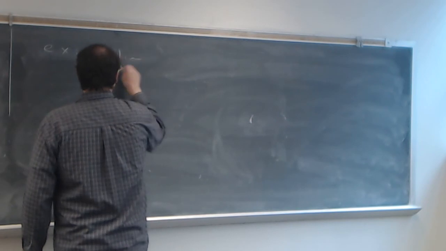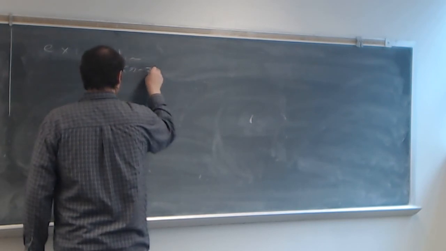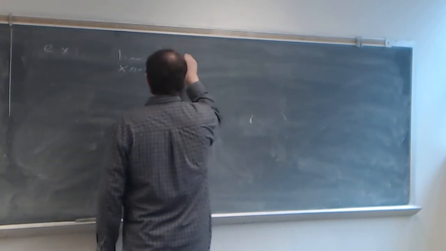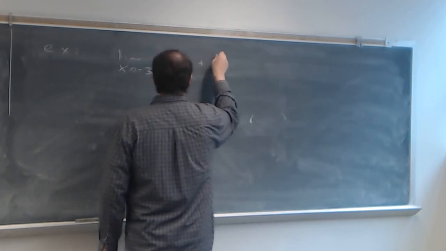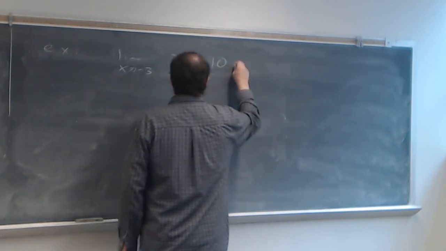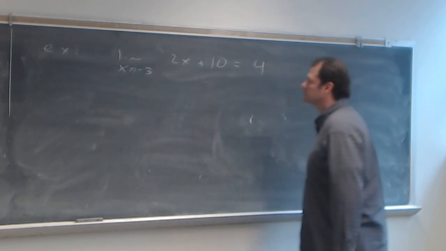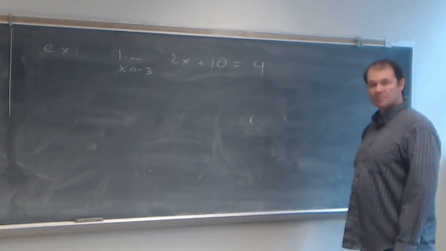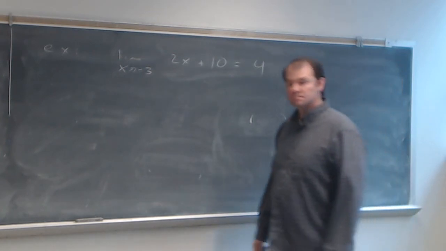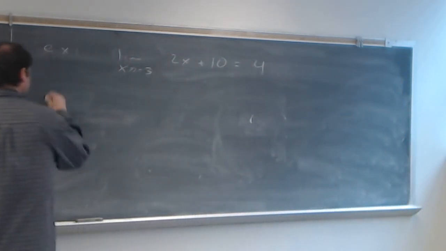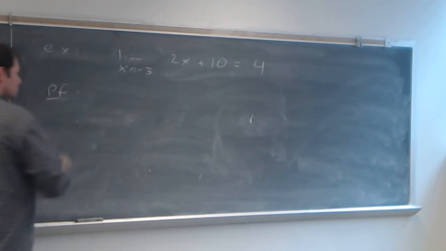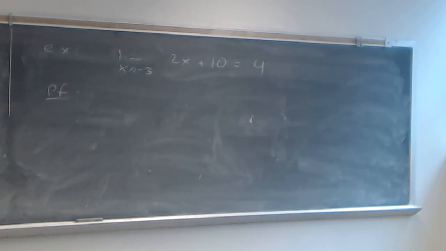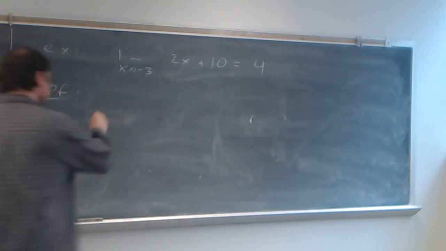The limit, as x goes to, let's say, -3, of 2x plus 10, equals 4. I'm going to prove this. How do we prove it? All right, that's the first thing. So we're using the definition.